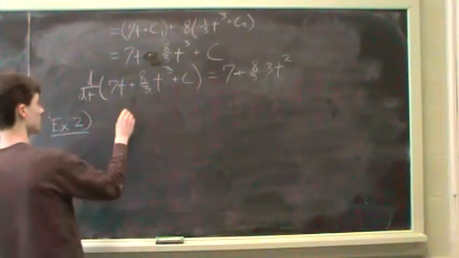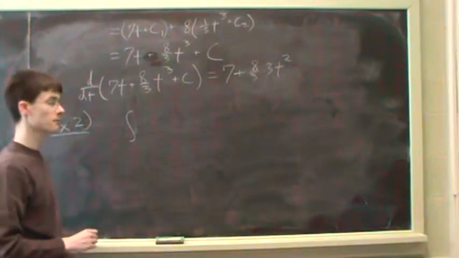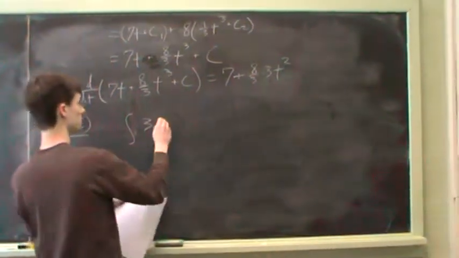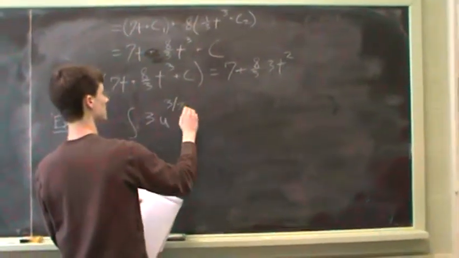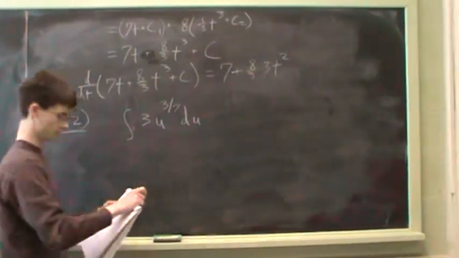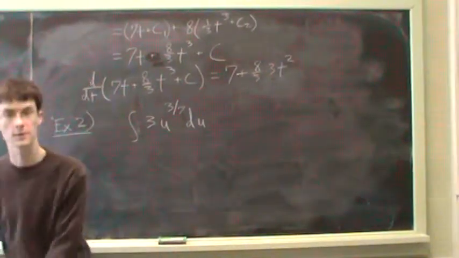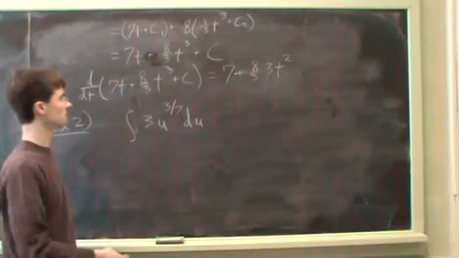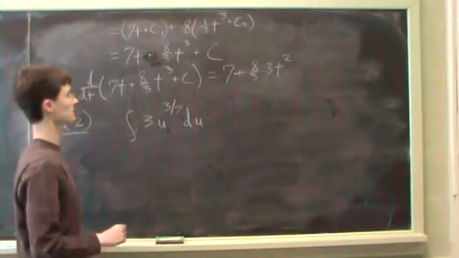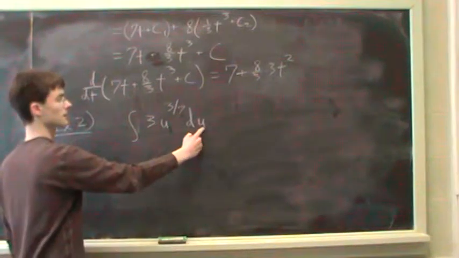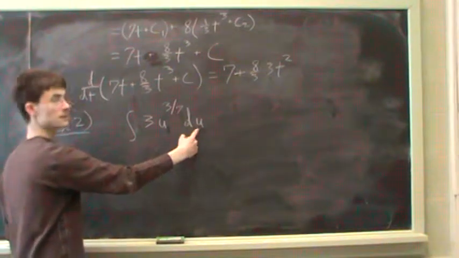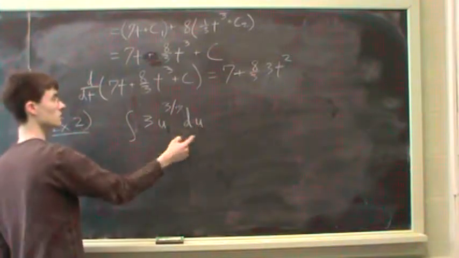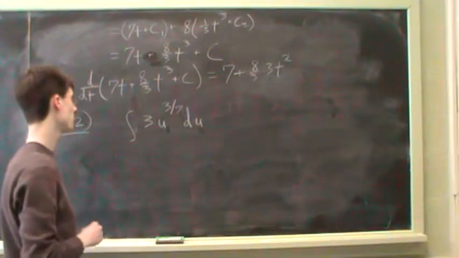Now let's try a more challenging use of the power rule. Let's take the antiderivative of 3u to the 3/7 du. And I'm using different letters here just to get you used to using different letters. And the fact that this d whatever here is actually important.